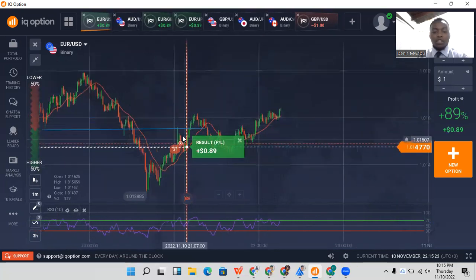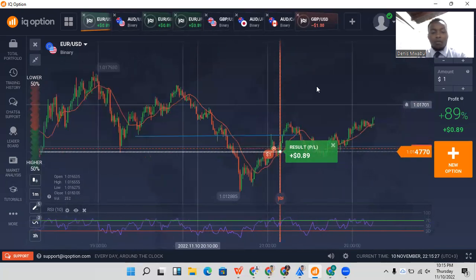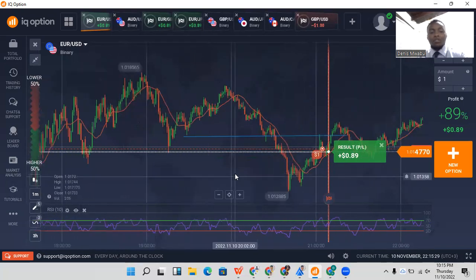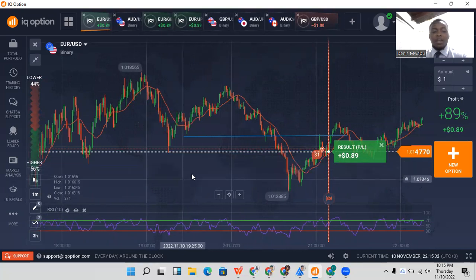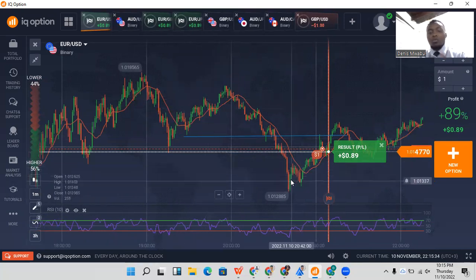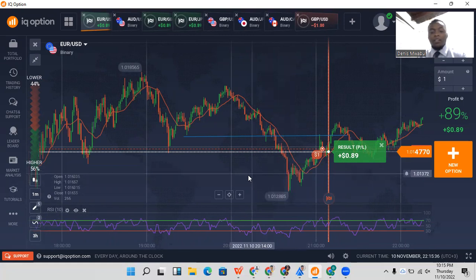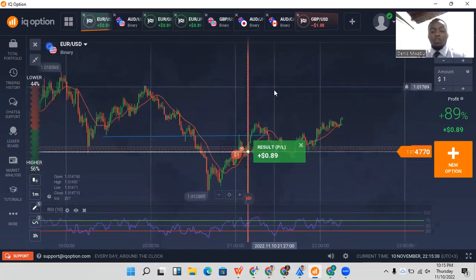So what you're expecting is that when price gets into this area, it's supposed to go down, but you want to confirm based on your price action. If the price is going down, you want to look for selling points. If the price is going up, you want to look at buying points.